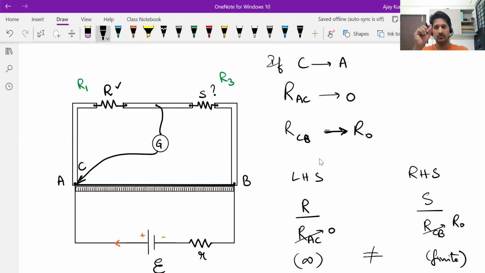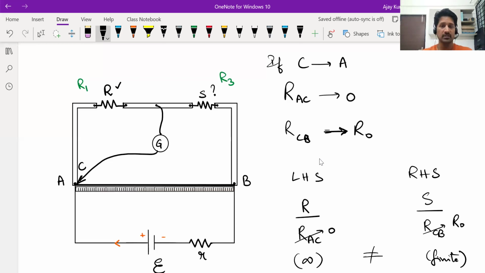Okay. So when the jockey of the galvanometer is connected at A, the ratio of resistors on the left side of the Wheatstone bridge cannot be equal to the ratio of resistors on the right side of the Wheatstone bridge. Okay, because AC length tends to 0, and if AC length tends to 0, AC resistance tends to 0. So left-hand side ratio is not equal to right-hand side ratio. Therefore, the Wheatstone bridge is not balanced.